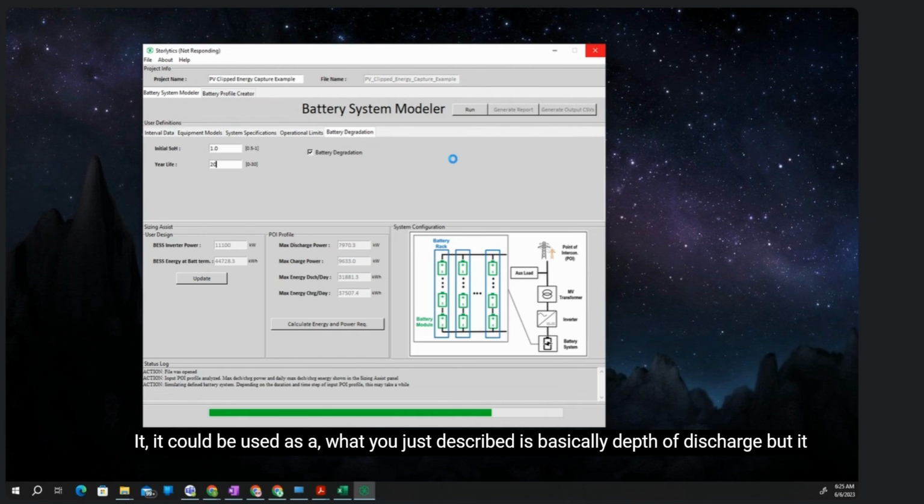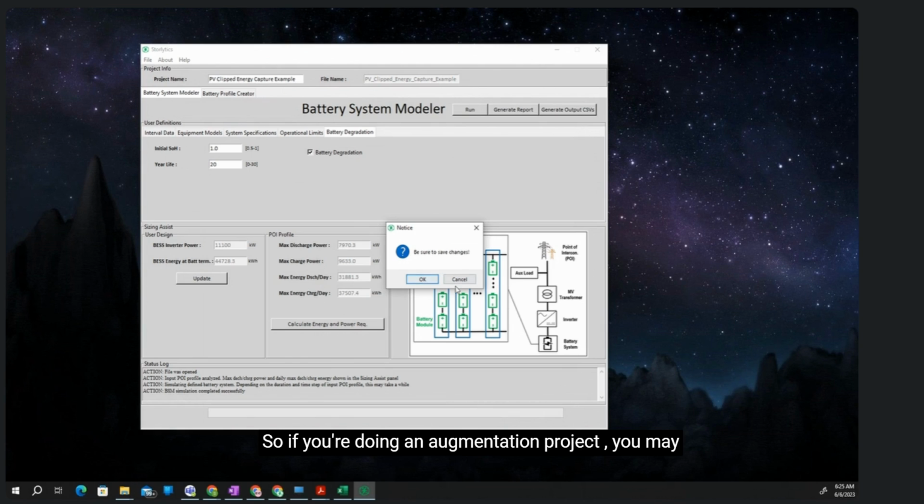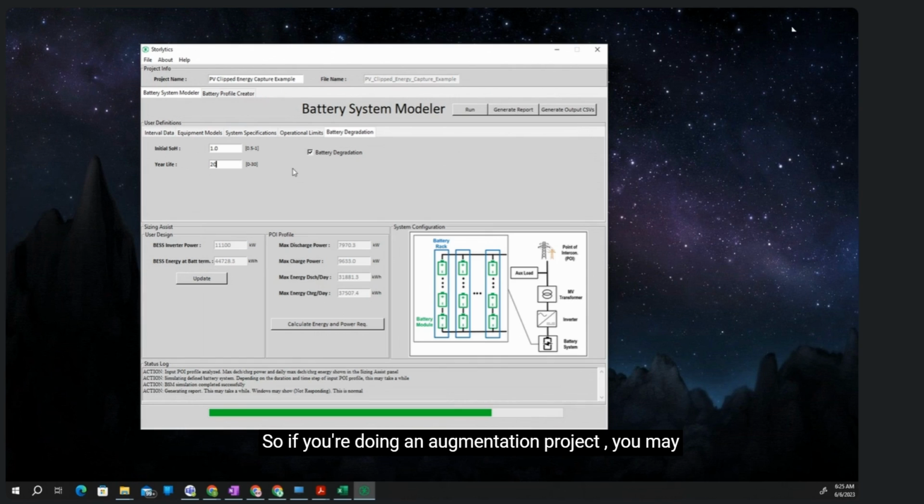Exactly. What you just described is basically depth of discharge, but it could also be used to indicate how much your batteries have degraded. So if you're doing an augmentation project, you may want to start your simulation at a slightly degraded level. You're assuming, for example, that your cells have reached 90% state of health, which is basically the maximum energy capacity cells can take compared to when they were new, right?